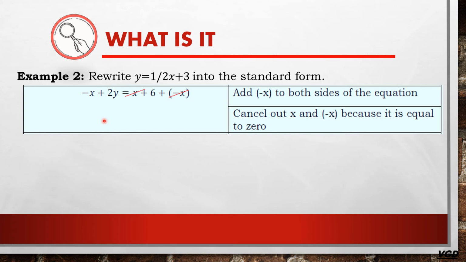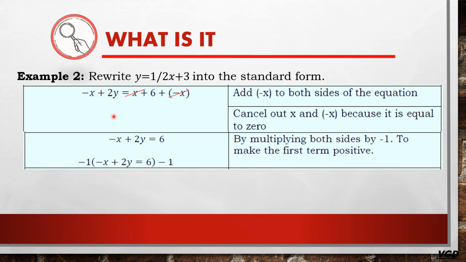So, as we add both sides by the additive inverse of negative x, it becomes negative x plus 2y equals 6. Take note everyone that our first term should not be negative. Therefore, our ax should not be negative. So we have to find a way to make it positive.